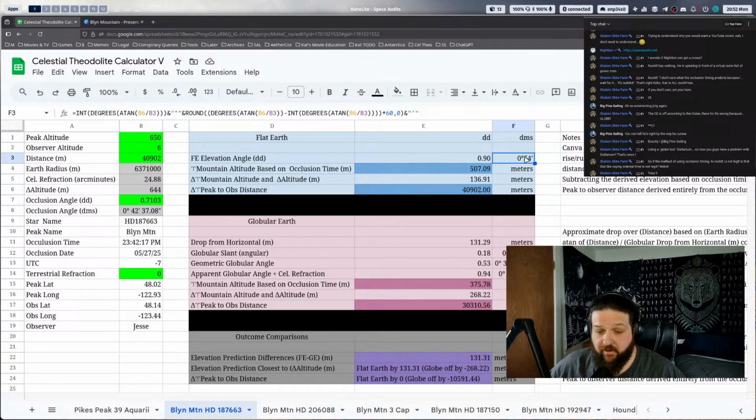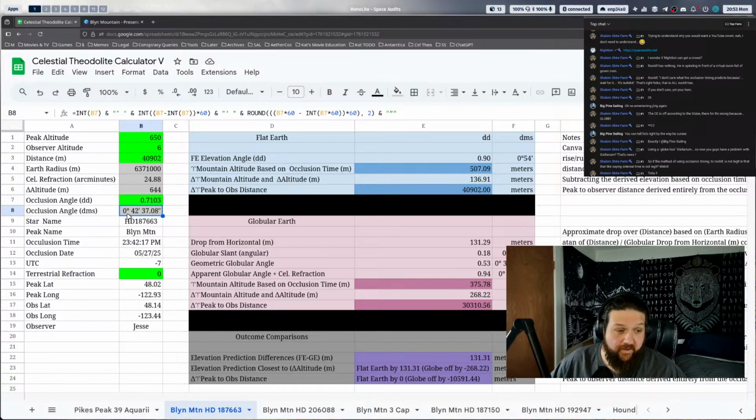This number here being off in the prediction isn't the significant part of it. This doesn't break the celestial theodolite. This is the approximation based off of raw trig at that distance based off of the elevation. Now, the thing with that is, once we have the occlusion angle, that physical intersection point, we now know that's the physical elevation of it. So it's like, okay, what does a globe predict using the physical elevation versus a flat Earth? Oh, look, flat Earth is still closer in elevation prediction, dead on for distance.